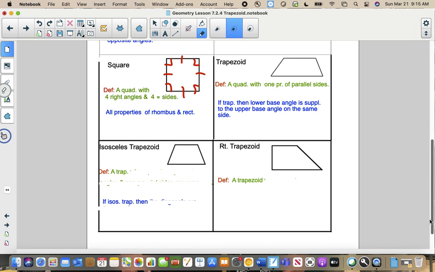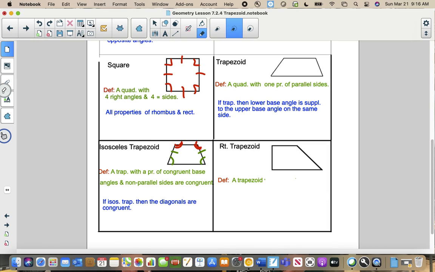So isosceles means this angle and this angle. Okay, those angles. Pair of congruent base angles and non-parallel sides congruent. And what do we know? That the diagonals are congruent. So pause and write that down in your reference sheet. We will use this during the test.